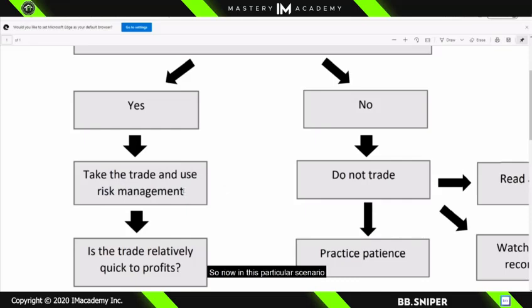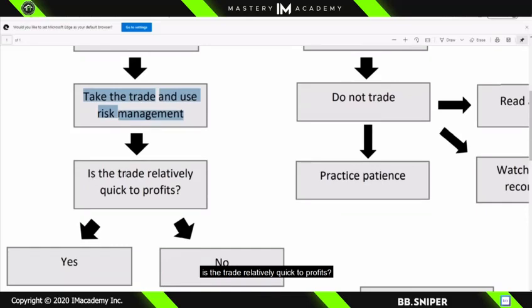So now in this particular scenario, you're taking the trade, either a live market order, or maybe you set a limit and your limit was triggered and now you're in the trade. Okay. So now the next question is: is the trade relatively quick to profits? It's either going to be a yes or a no.